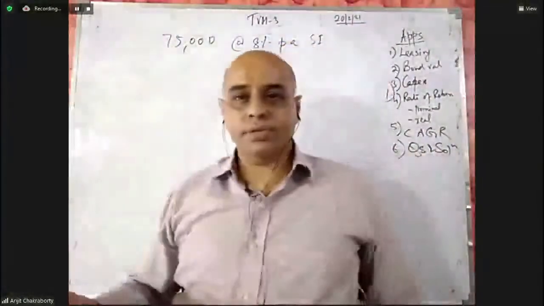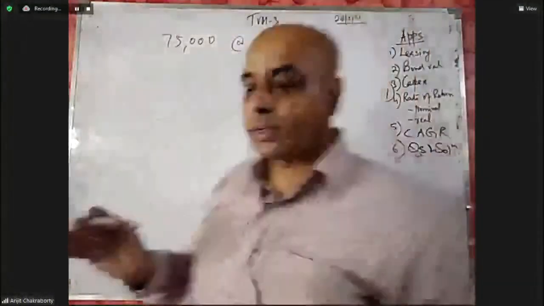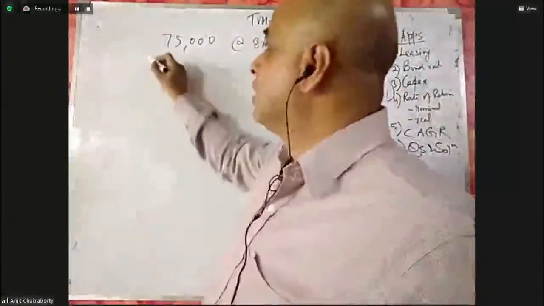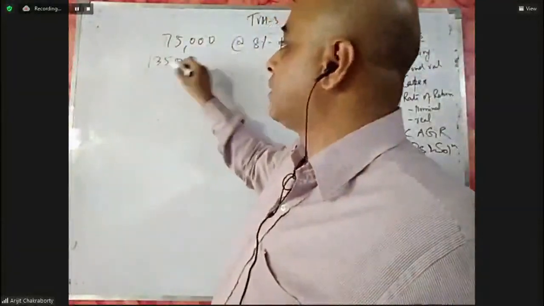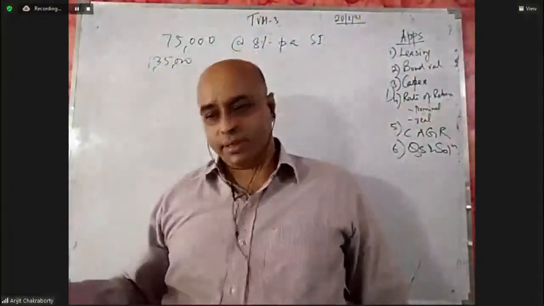Of course, the money is invested for a certain time. Now he receives 1,35,000 at the end of the term. For how many years was it invested?